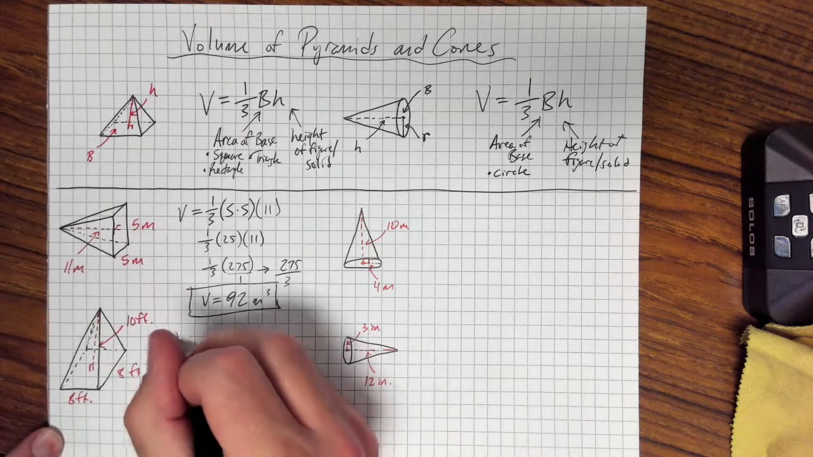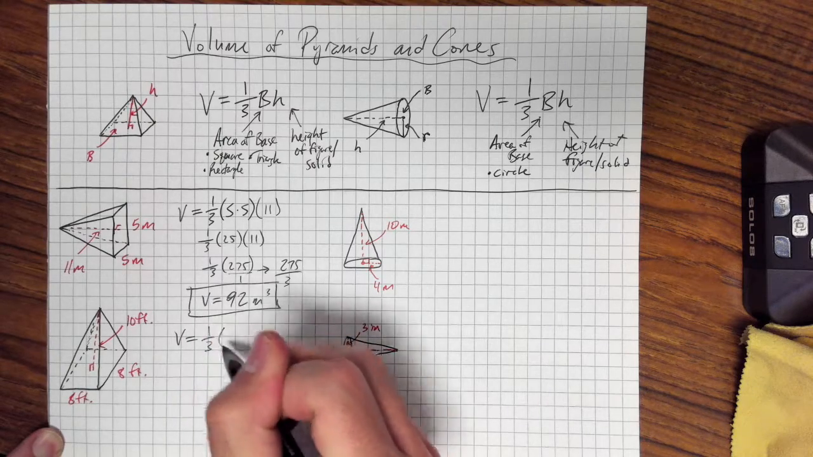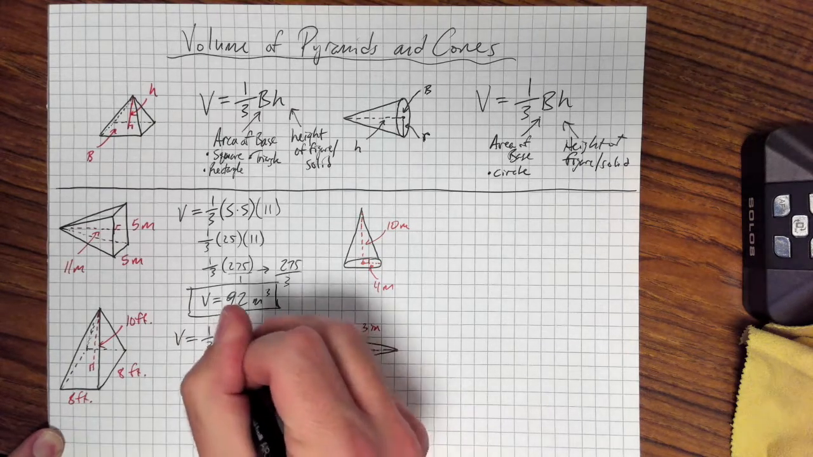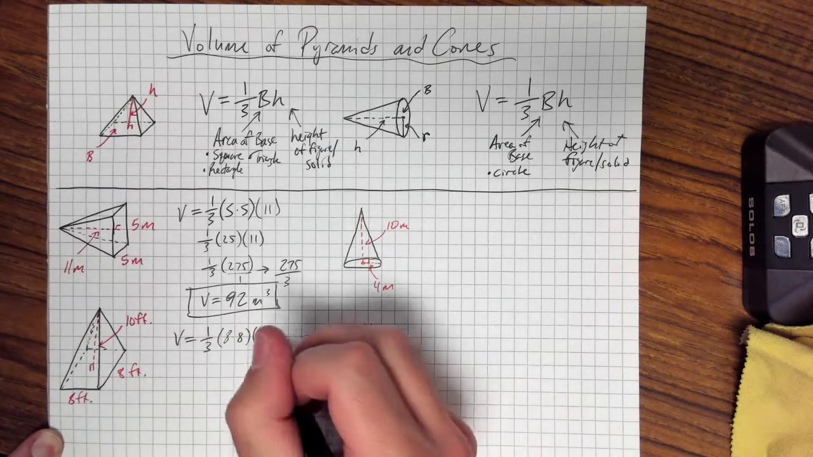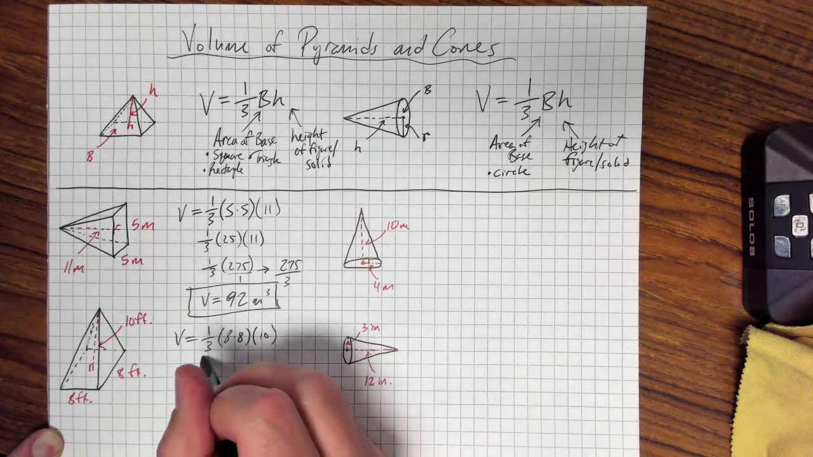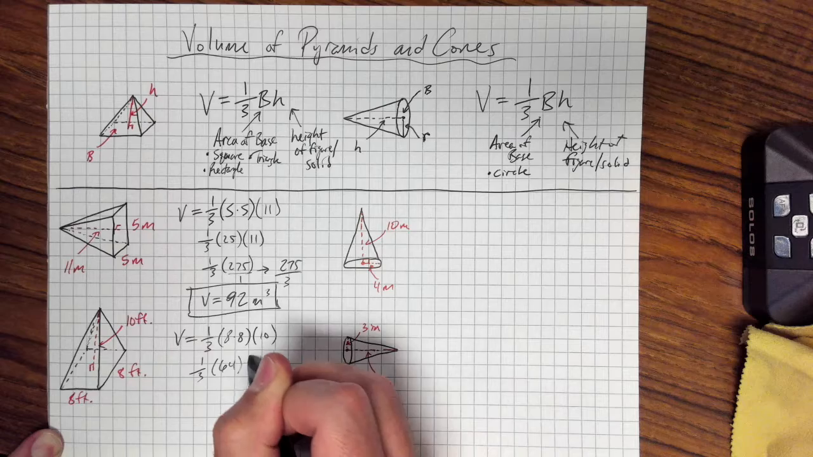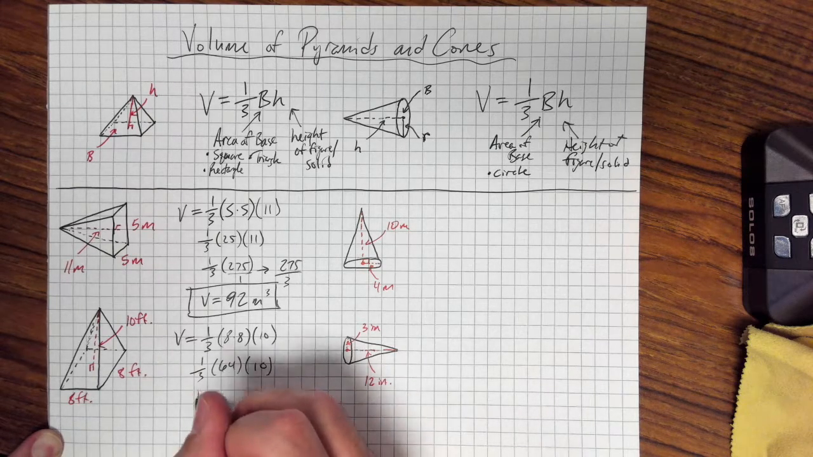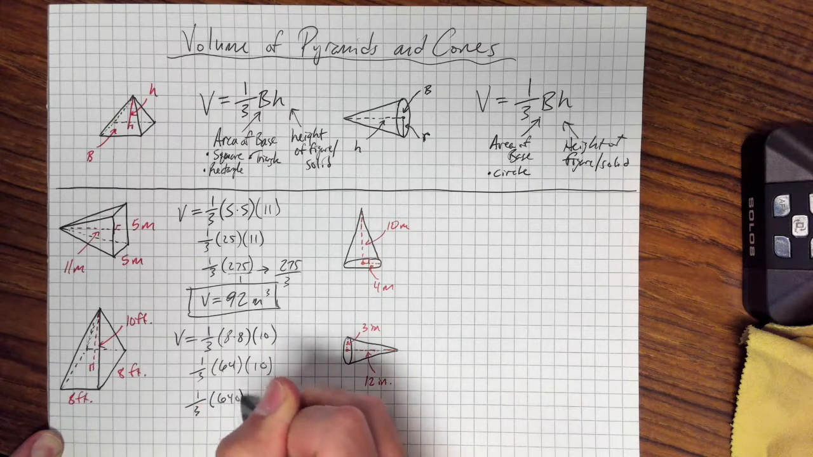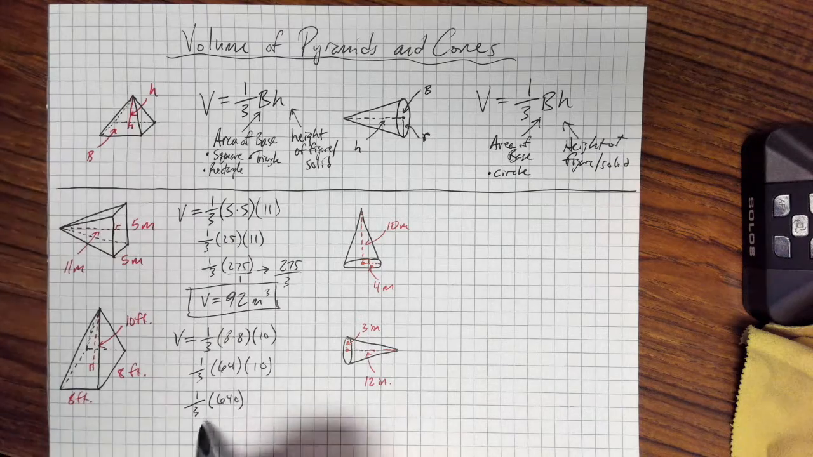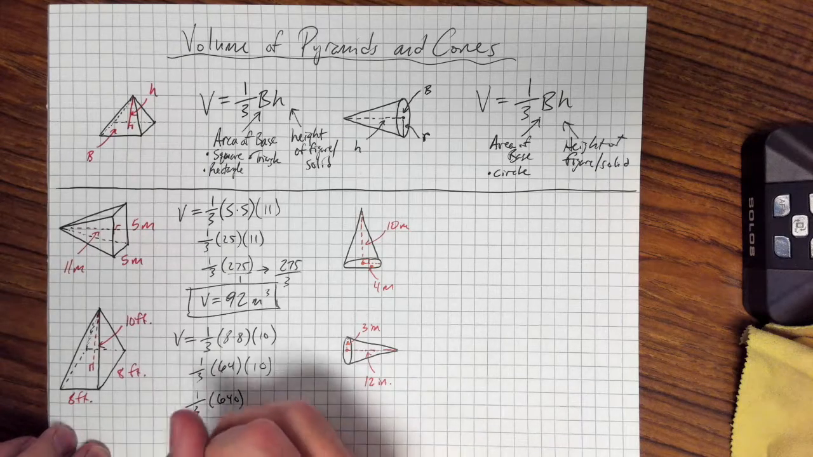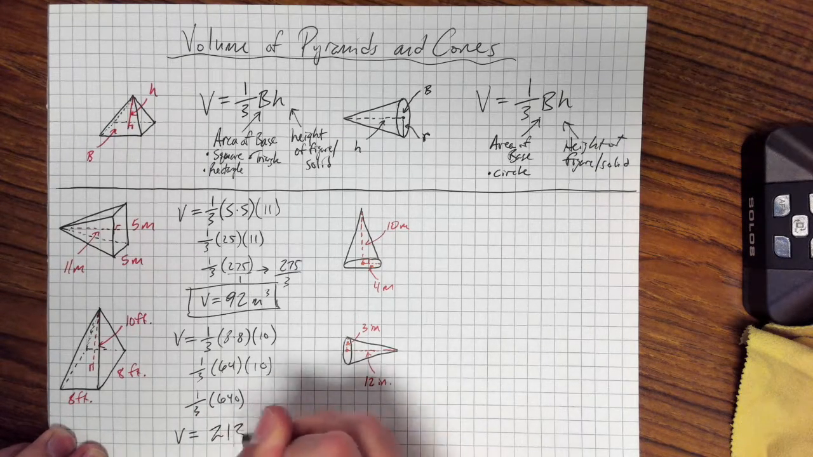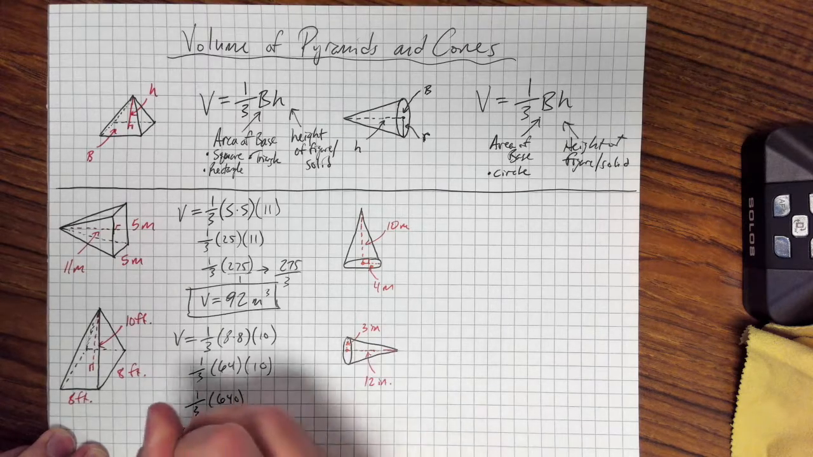For the second one, 1/3 times area of the base is again a square, so 8 times 8, times the height of the pyramid is 10. So 8 times 8 makes that 64. 64 times 10 makes that 640. And then again, when you multiply this together, you're going to end up dividing by 3. So 640 divided by 3, your answer should come out to, when you round it, 213 cubic feet.